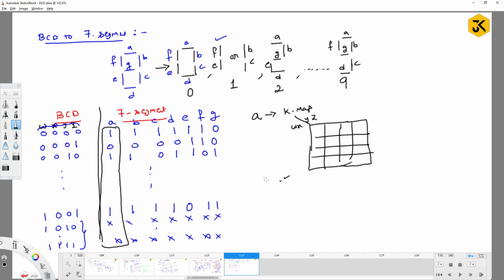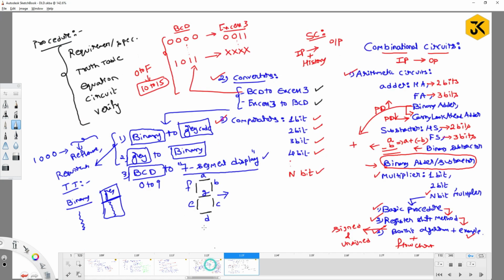Right? And similarly for B also you can do, for C and so on up to G, and you are going to get the various Boolean equations. From these Boolean equations, can you draw the circuit diagram? You can draw the circuit diagram. Finally, you can verify whether your constructed circuit is correct or not. Right? So this you can do for the coming class. Okay. So these three: conversion of binary to gray code, gray to binary, and BCD to 7 segment display. Okay. Fine.